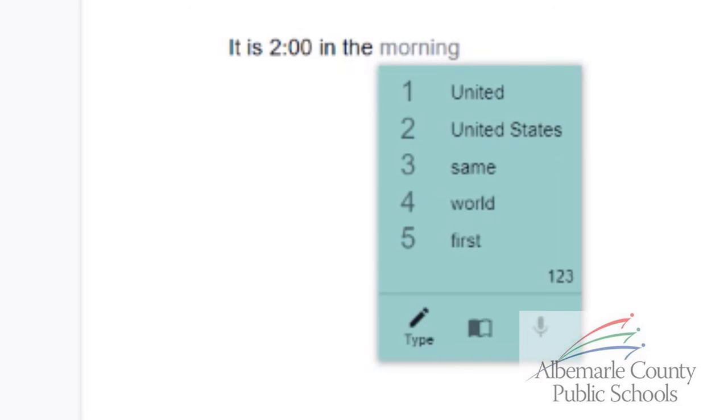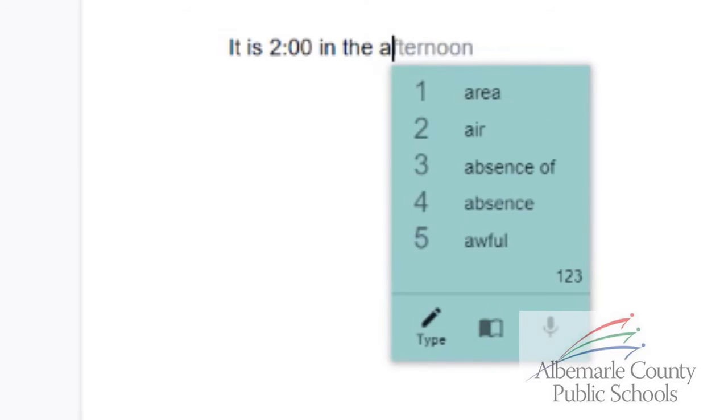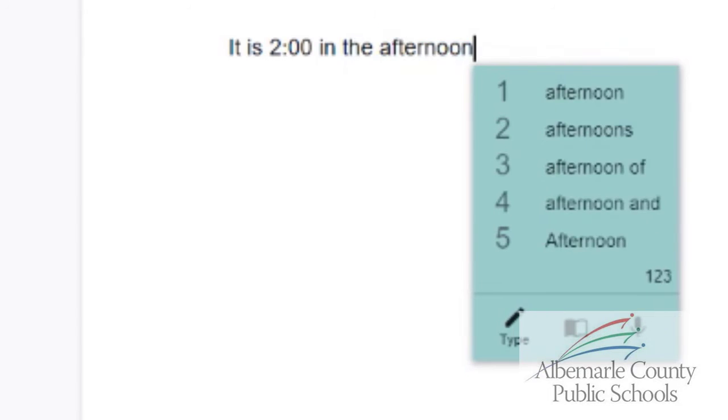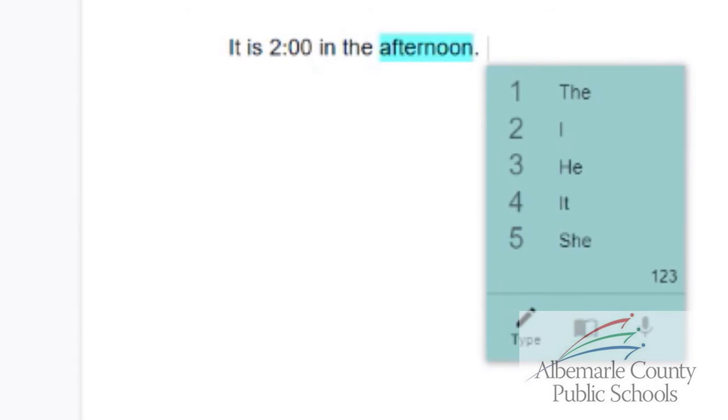Now I want the word afternoon, but it's not one of my options. I can begin typing the word afternoon, and I will see afternoon as one of my options. You can also see that as I was typing, Google Docs was popping up with predictive text suggestions as well. And this is an added accessibility feature that Google has within their suite of tools.